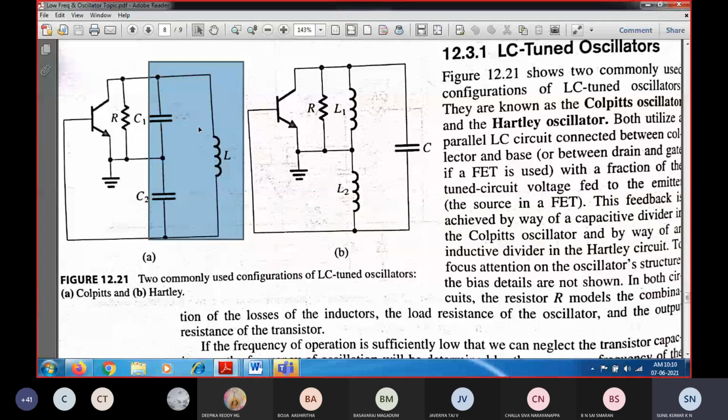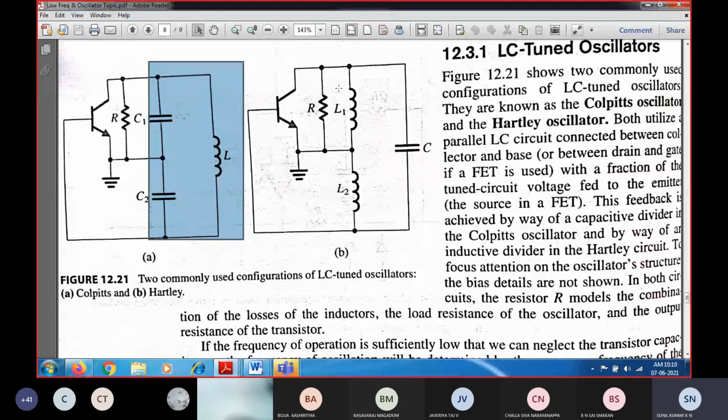One is the capacitor divider, which is also called a Colpitts oscillator, and the other is the inductor divider, which is also called a Hartley oscillator. Here we look at how the frequency of oscillation is selected. Compared to the RC phase shift oscillator, the sustained oscillation provided by this LC tank circuit will be of very high frequency, and it is going to have a very high Q compared to the RC phase shift oscillator.